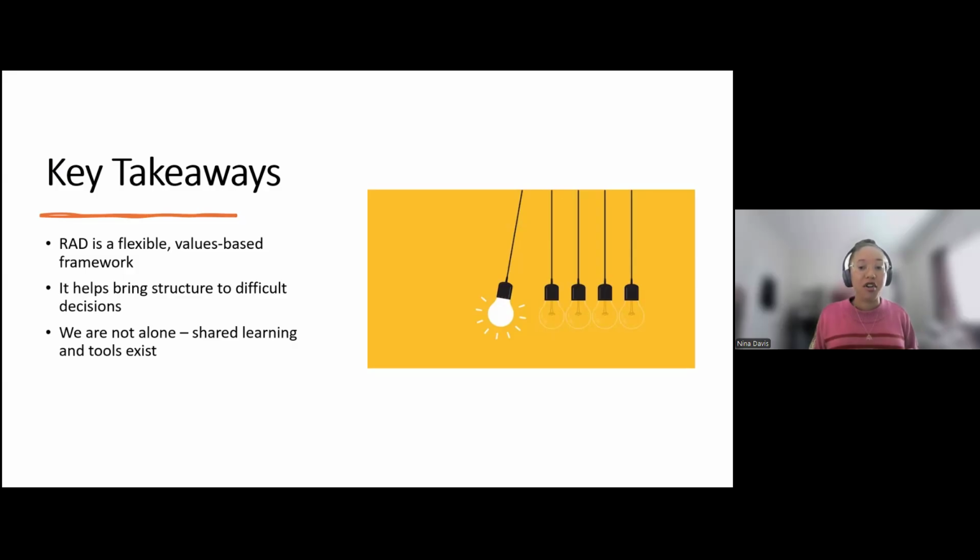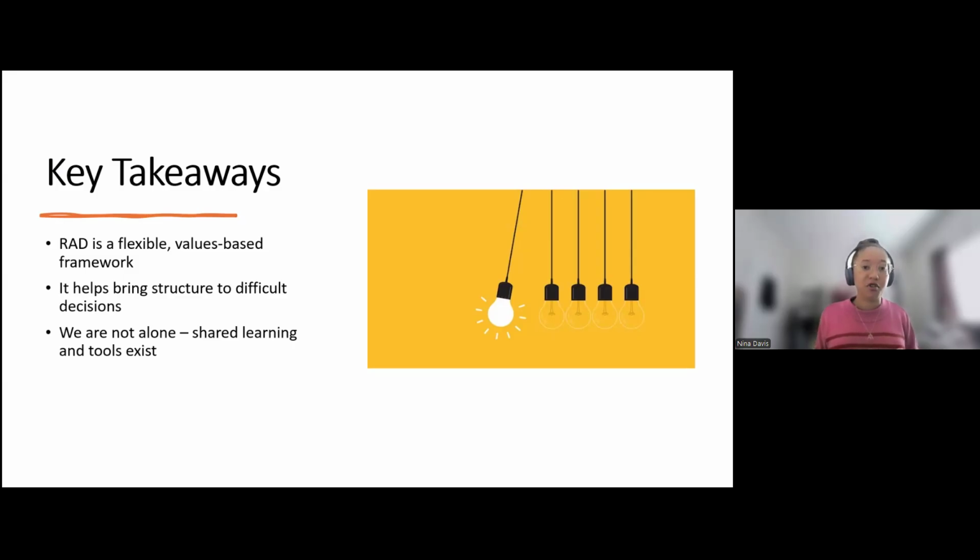You're probably already doing RAD-like thinking. This framework just helps name and structure it. And then we don't have to make these decisions alone. And we'll need more conversations. We'll need more tools and collaboration to move from ideas to action.